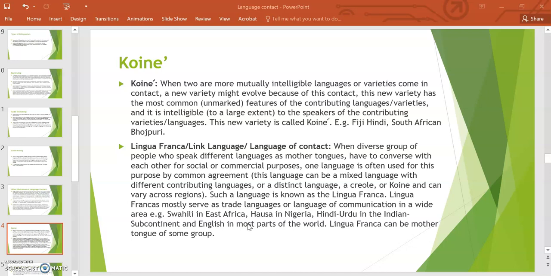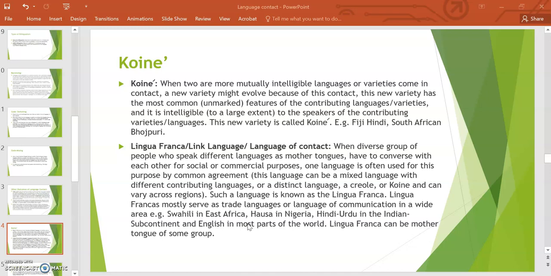Now another thing that can be there, another language situation that you can see in case of language contact, is having a lingua franca, link language or contact language, language of contact. When diverse group of people who speak different languages as mother tongues have to converse with each other for social or commercial purposes, one language is often used for this purpose by common agreement. This language can be a mixed language with different contributing languages, or a distinct language, a creole or koine, and can vary across regions. Such a language is known as the lingua franca.